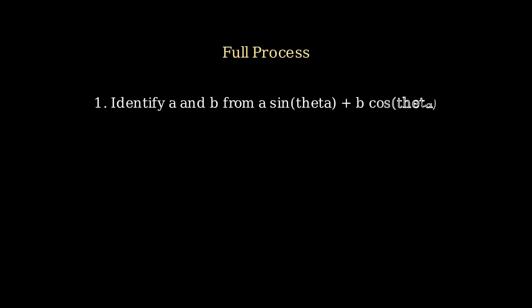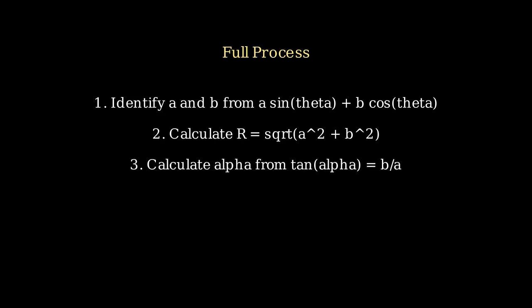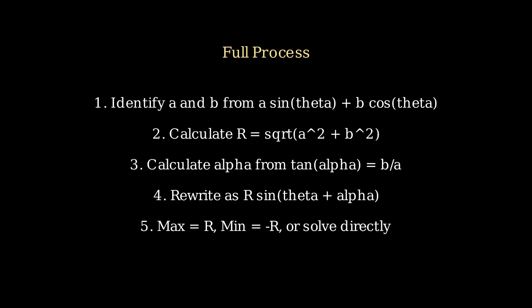Full process. Step 1. Identify a and b from the expression a sin theta plus b cos theta. Step 2. Calculate r as the square root of a squared plus b squared. Step 3. Calculate alpha from tan alpha equals b divided by a. Step 4. Rewrite as r sine of theta plus alpha. Step 5. Read off maximum as r and minimum as negative r, or solve equations directly in the simplified form.